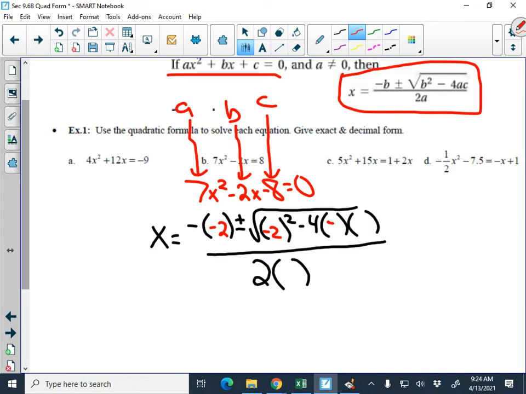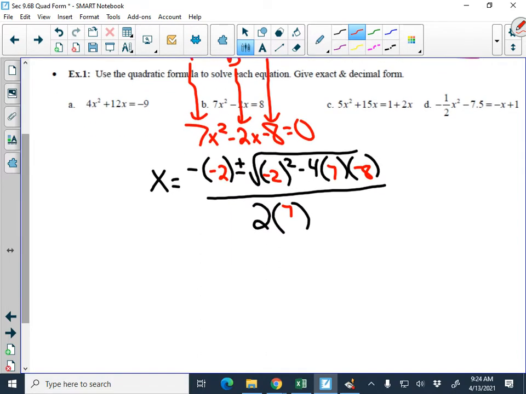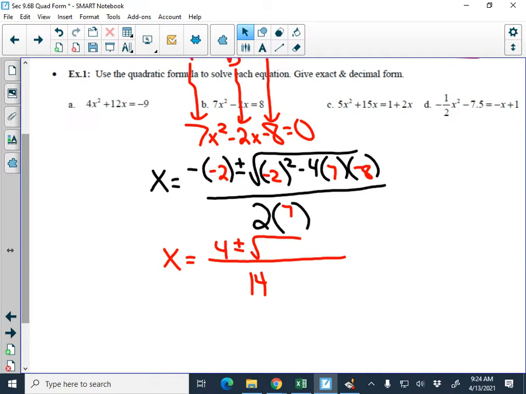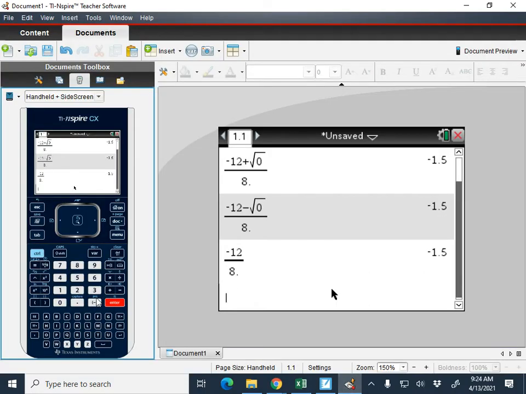Now A is 7, so I'll put a 7 in both those places because that is where A goes. And C is negative 8, so we'll put those in. 14 plus or minus the square root of something. We learned to manipulate this yesterday, and now you kind of see why. Did it in that order so we would figure out how to do this piece.